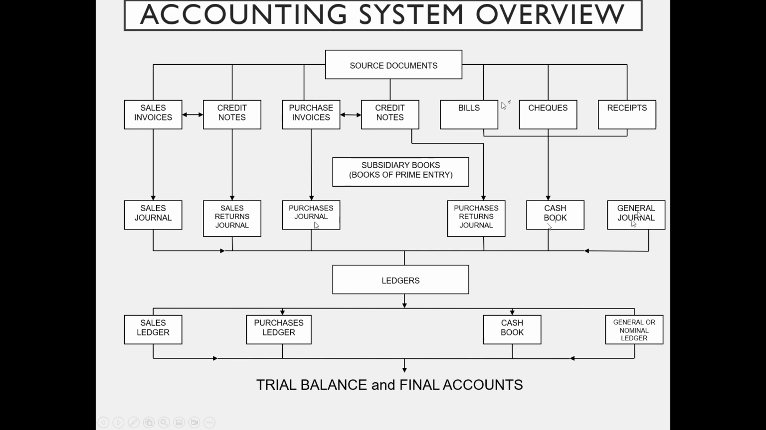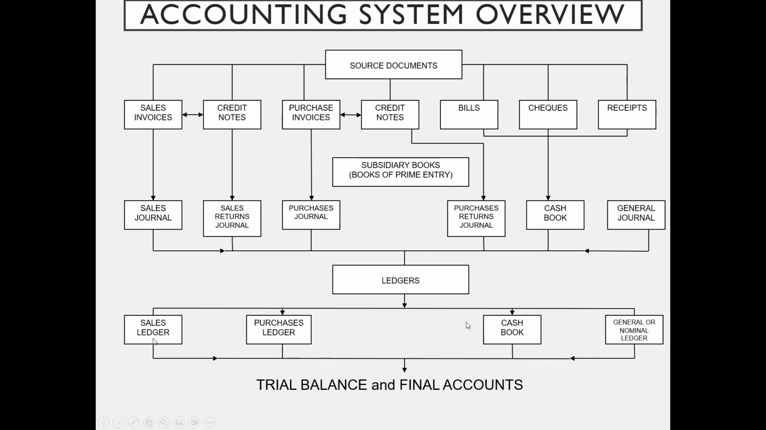So we complete the double entry with the sales journal, we tally up the total sales for the month and we credit that off to the sales account, the sales revenue account, and then we debit the individual customer accounts. We do the same with purchases. We total up the amount of purchases bought during a month, debit that to the purchases account, and then credit all the individual supplier accounts in the purchase ledger.